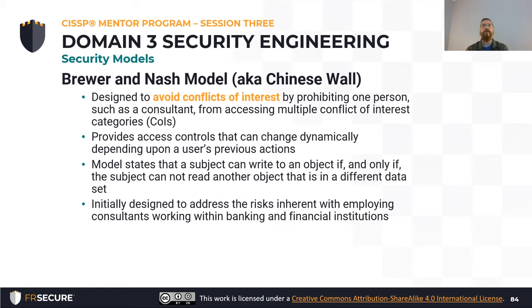Brewer-Nash is the Chinese wall. You will see it both ways. Avoiding conflict of interest. So really this came about for consultants within banking and financial, right? So you'll see this with financial audits. You can't have the same person auditing that's doing the actual work. You can't grade your own homework. So what you need to know for Brewer-Nash is avoiding conflict of interest. You can change those controls depending on what the person does. That third bullet point really sums it up. You can write to an object if and only if you can't read another object in a different data set. So for conflict of interest, think of consultants within banking doing those financial audits. We want to make sure that we're not grading our own homework, as I said.